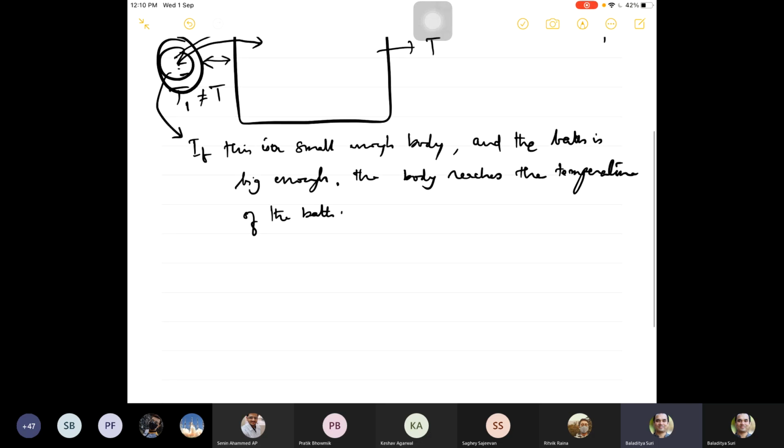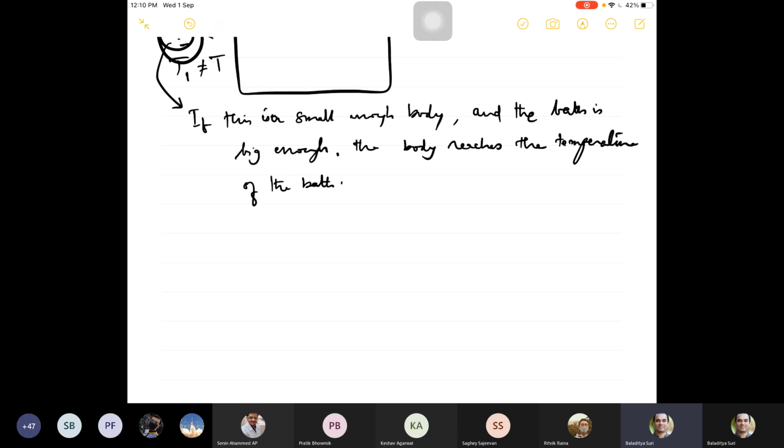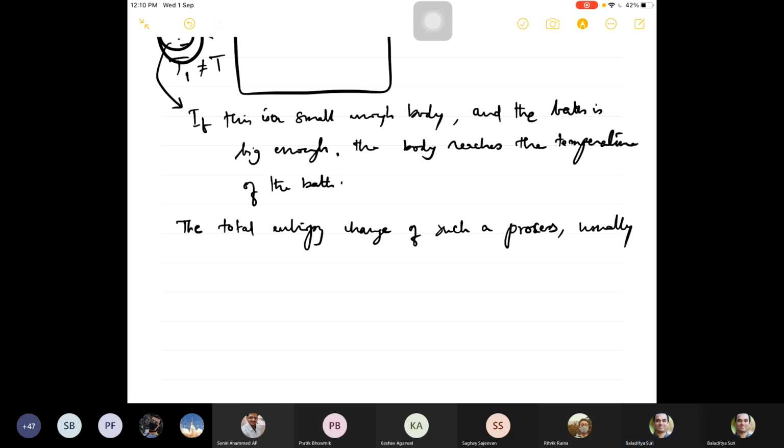Now, what we are going to look at is a very fundamental principle. The total entropy change of such a process is usually irreversible.